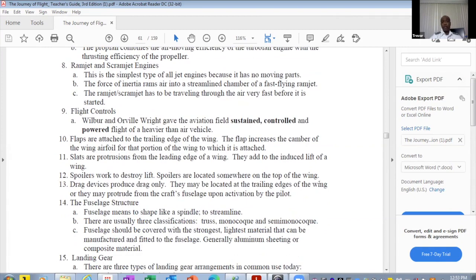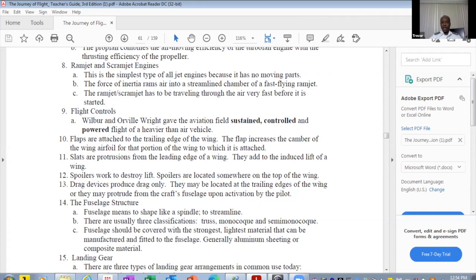And as I mentioned in my previous lecture, previously you did have aircraft that flew, but they are the ones that really created an aircraft that sustained controlled flight, powered flight. Very important, powered flight. So flaps are attached to the trailing edge of the wing, and some of you might be familiar with that already.